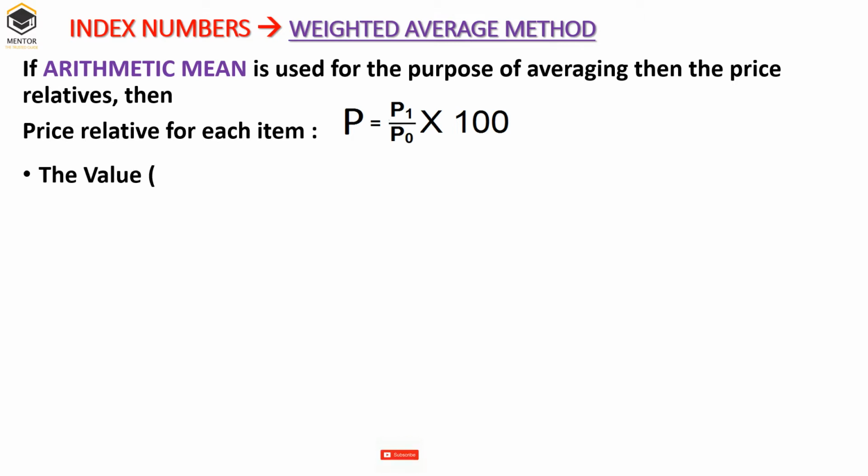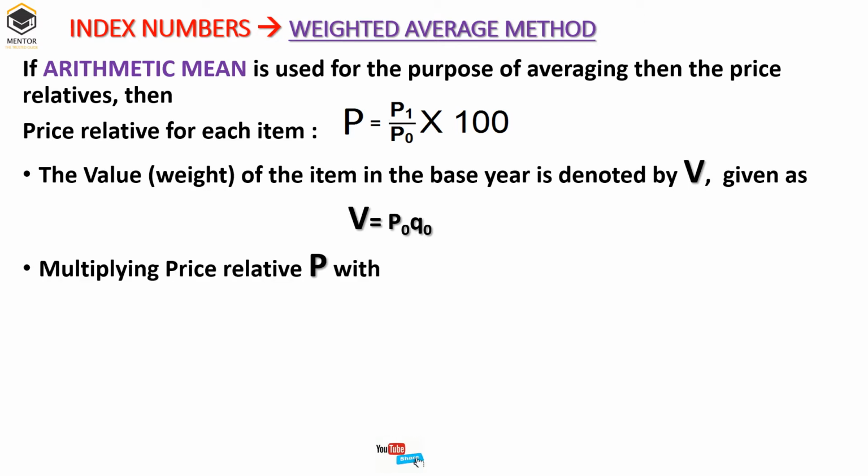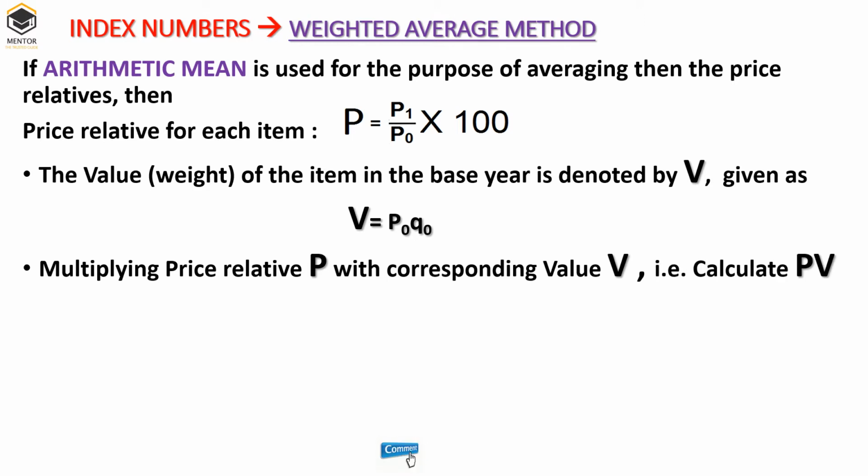Next, we need to find the value, that is the weight. The value weight of the item in the base year is denoted by V and given as V equals P0 Q0. So whatever weight we are going to find, this weight will be the product of the base year price and the base year quantity. Then multiplying the price relative P with the corresponding V, that is calculating PV. P stands for the price relative, V stands for the weight. So we have to find the product of price relative and the weight of the respective item.